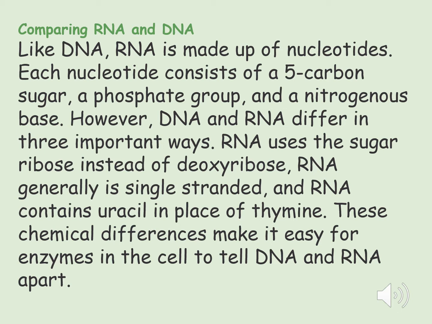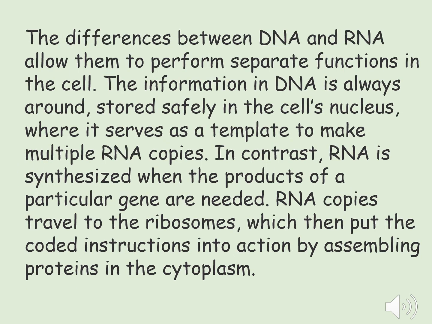These chemical differences make it easy for enzymes in the cell to tell DNA and RNA apart. The differences between DNA and RNA allow them to perform separate functions in the cell. The information in DNA is always around, stored safely in the cell's nucleus, where it serves as a template to make multiple RNA copies. In contrast, RNA is synthesized when the products of a particular gene are needed. RNA copies travel to the ribosome, which then puts the coded instructions into action by assembling proteins in the cytoplasm.